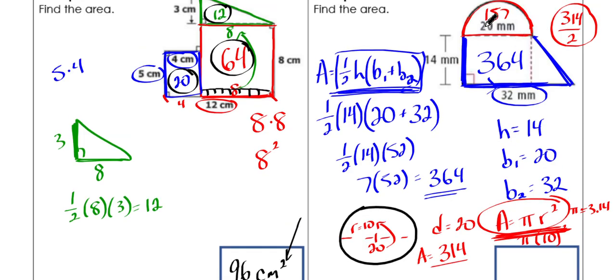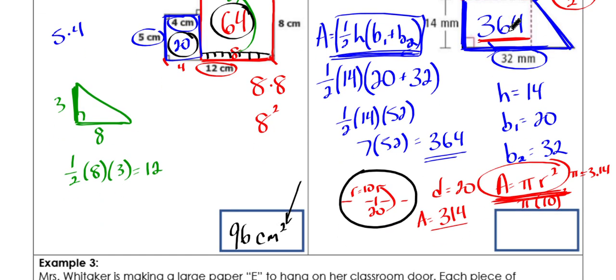Now I can put these two together. Trapezoid plus the half circle on top has an area of 521 millimeters squared.